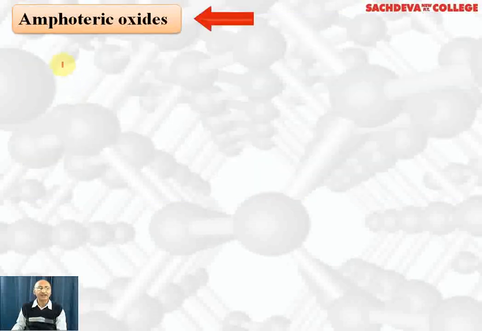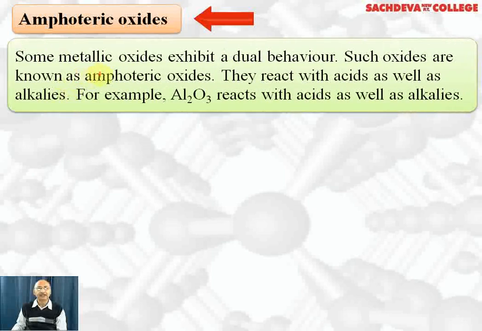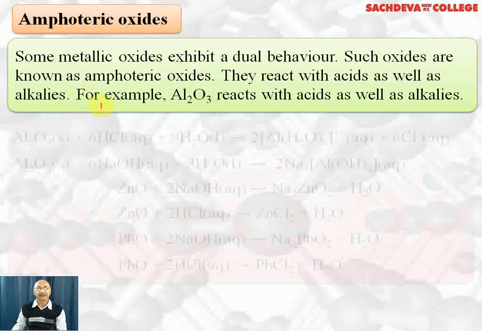Next, we are taking amphoteric oxides. Those oxides which are acidic as well as basic are called amphoteric oxides. These metallic oxides exhibit dual nature. They react with acids as well as alkalis. For example, aluminium trioxide is an amphoteric oxide which reacts with acids as well as alkalis.